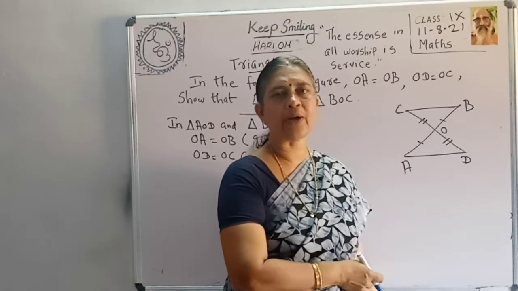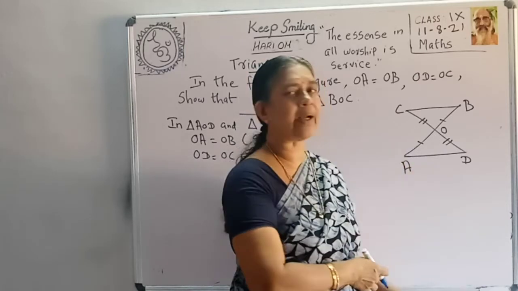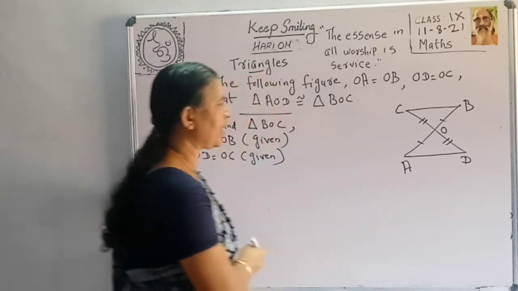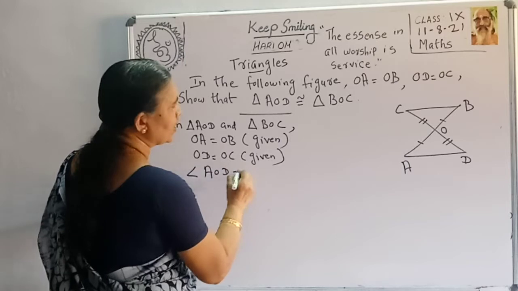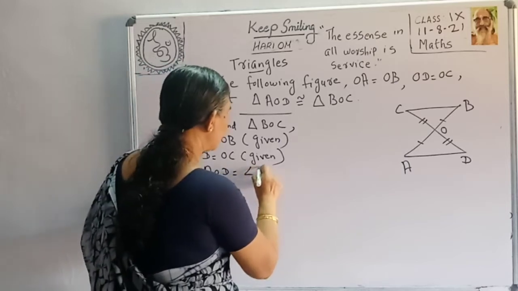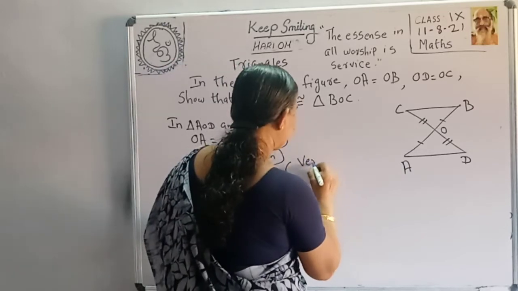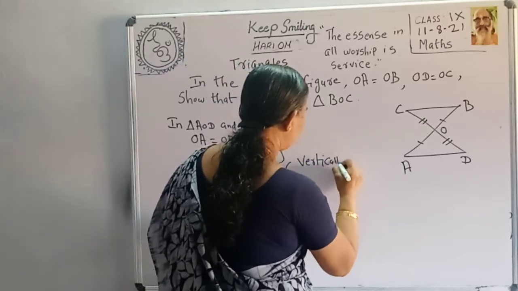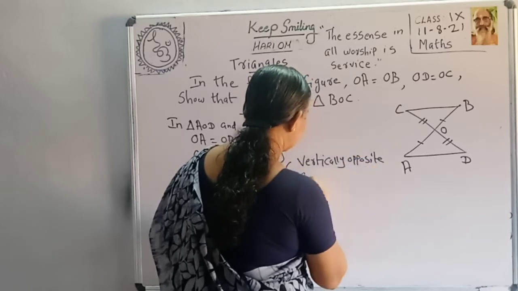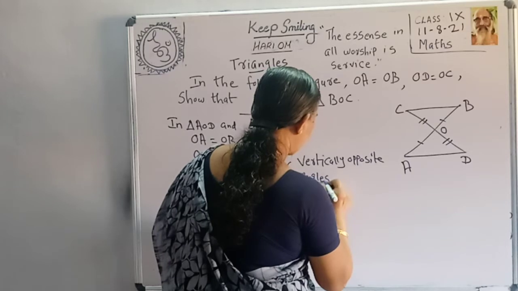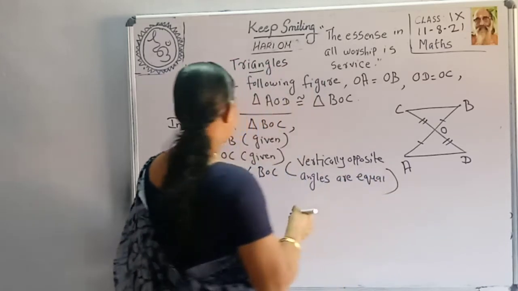These are vertically opposite angles, so they are equal. Angle AOD and angle BOC are vertically opposite angles, so they are equal. Therefore, we can write angle AOD is equal to angle BOC. What is the reason? Vertically opposite angles are equal. So, are the triangles congruent?